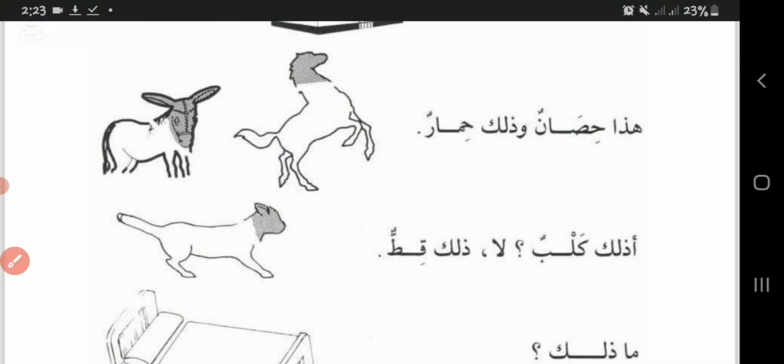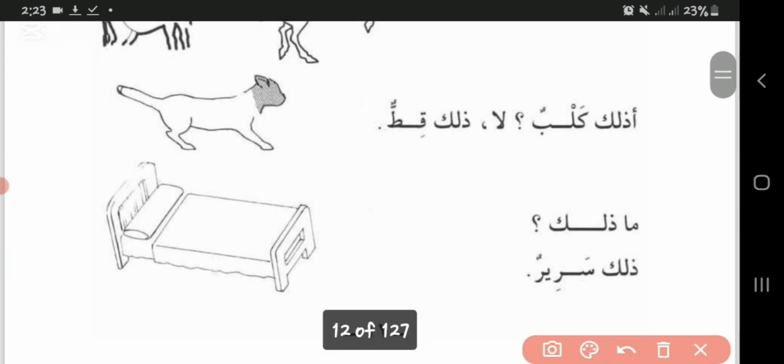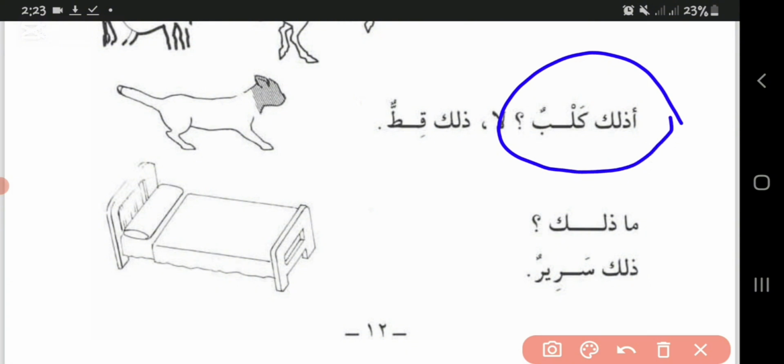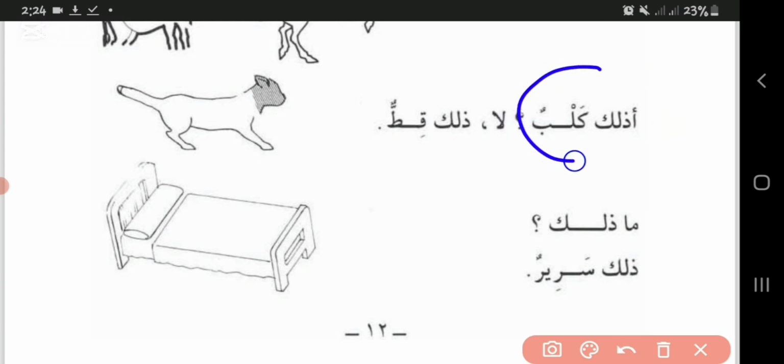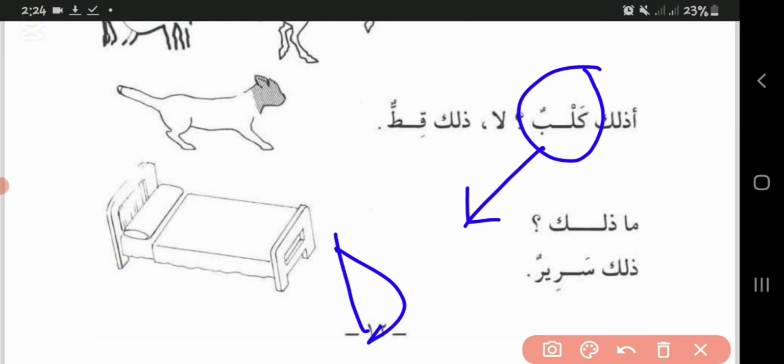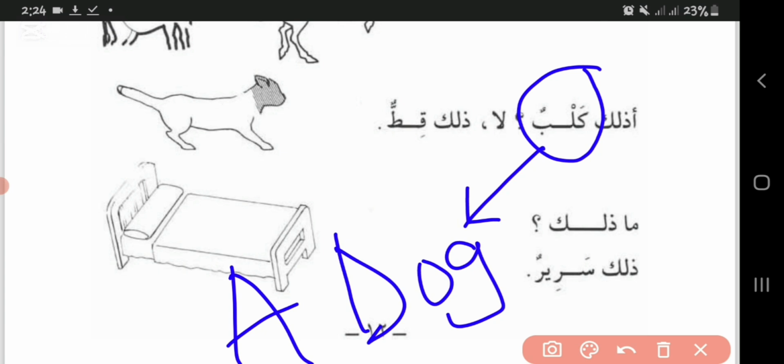So now the next one, we have أذلك كلب. Do not forget, in the previous lesson we mentioned that this alif hamza of istifham is used to ask a question. So it will now mean أذلك كلب, is that a dog? Kelbun is a new word which means a dog.